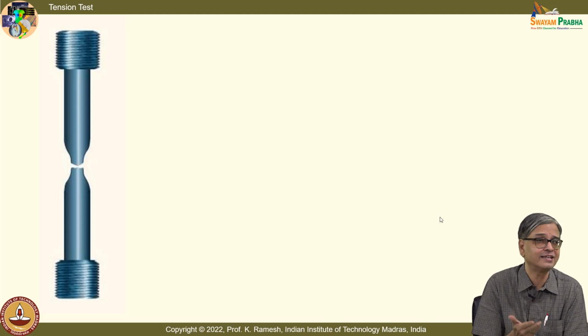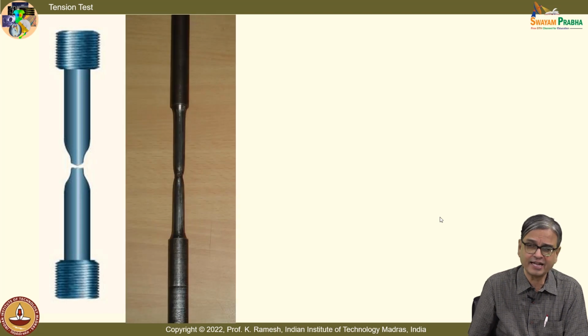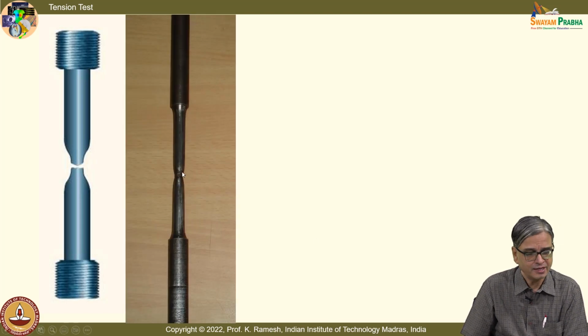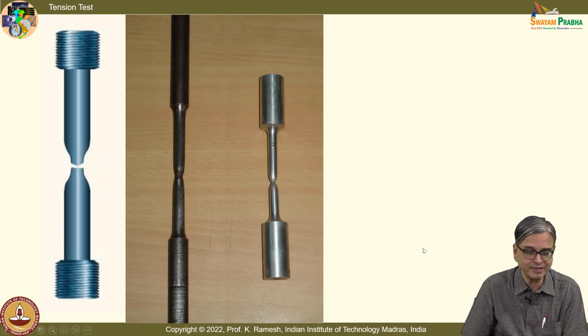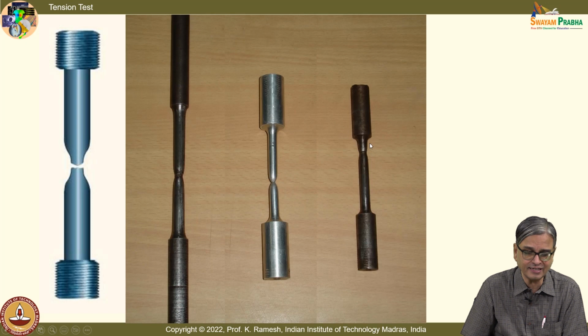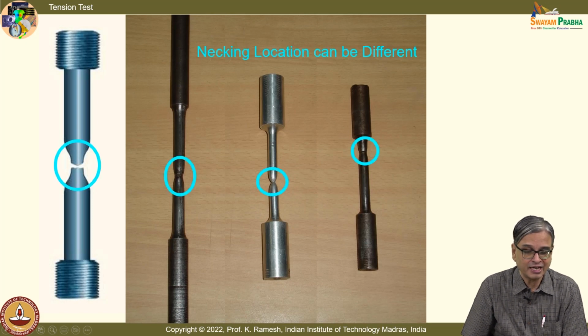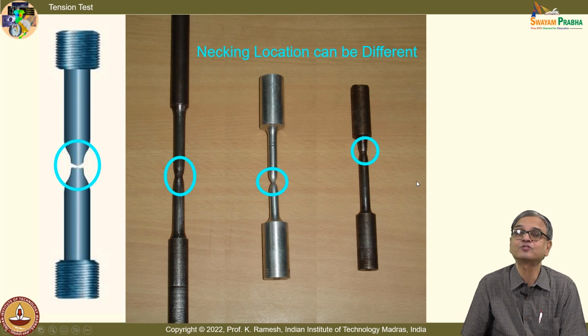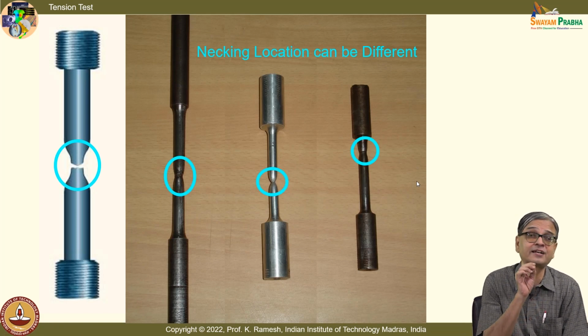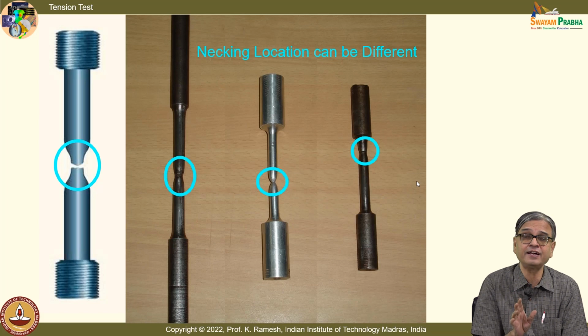The material has some kind of defects, inherent defects. So, when you do the test, here I have shown it for a round specimen. In this specimen, it is more or less at the center. I have another specimen, it is not at the center. There is another specimen, the location is totally different. So, necking is precipitated by inherent defects, it can happen at any other point.